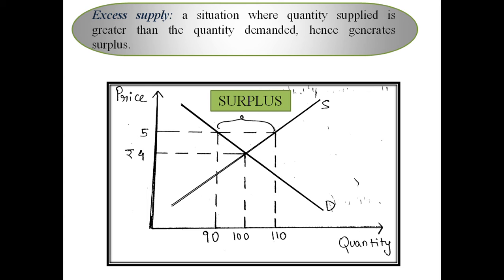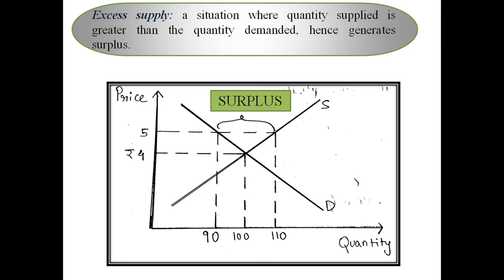Excess supply is a situation where quantity supplied is greater than the quantity demanded. Hence, it generates a surplus. If price is above the equilibrium price, then what will happen? Suppose the equilibrium price was 4 and now it has risen to 5. Equilibrium quantity was 100 and now quantity supplied has become 110. But we are noticing the quantity demanded has fallen to 90.